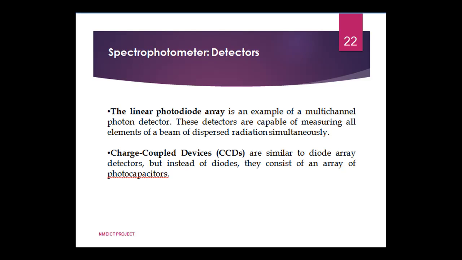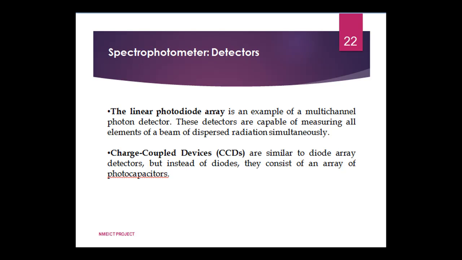In use, the photodiode array is positioned at the focal plane of the monochromator after the dispersing element such that the spectrum falls on the diode array. They are useful for recording UV visible absorption spectra of samples that are rapidly passing through a sample flow cell, such as in an HPLC detector. Another device used is the charge coupled device, widely known as CCD, which is similar to a diode array detector, but instead of diodes, they consist of an array of photocapacitors.